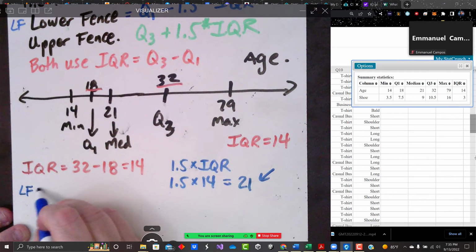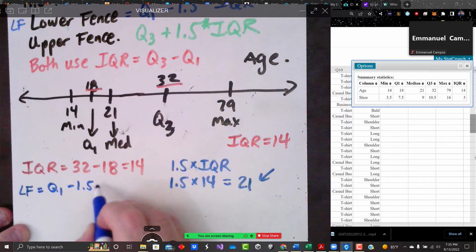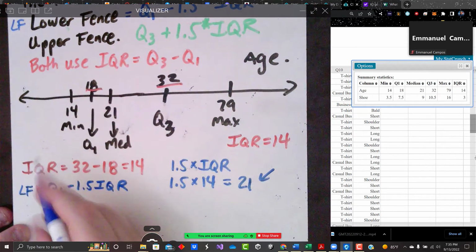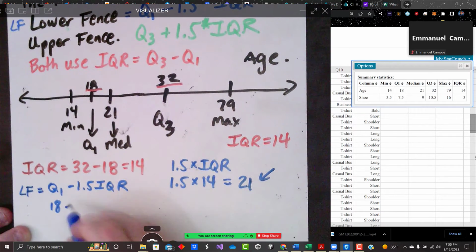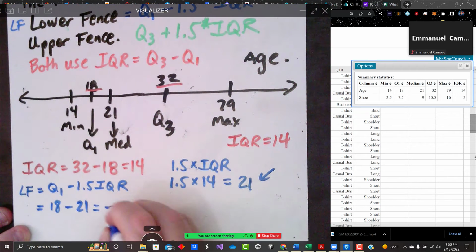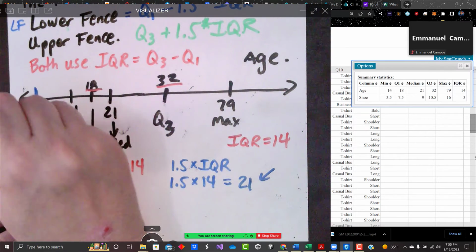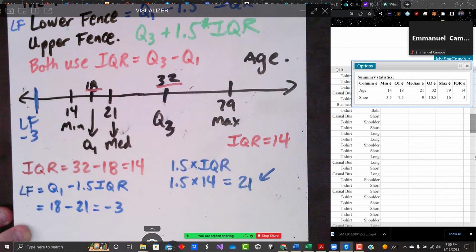The lower fence is Q1 minus 1.5 IQR. Q1 was 18 minus 21, which is 1.5 times the IQR. And the lower fence is at negative 3, which is way over here to the left. Lower fence is negative 3. Clearly, we can't even get someone that age. You can't be negative years young.